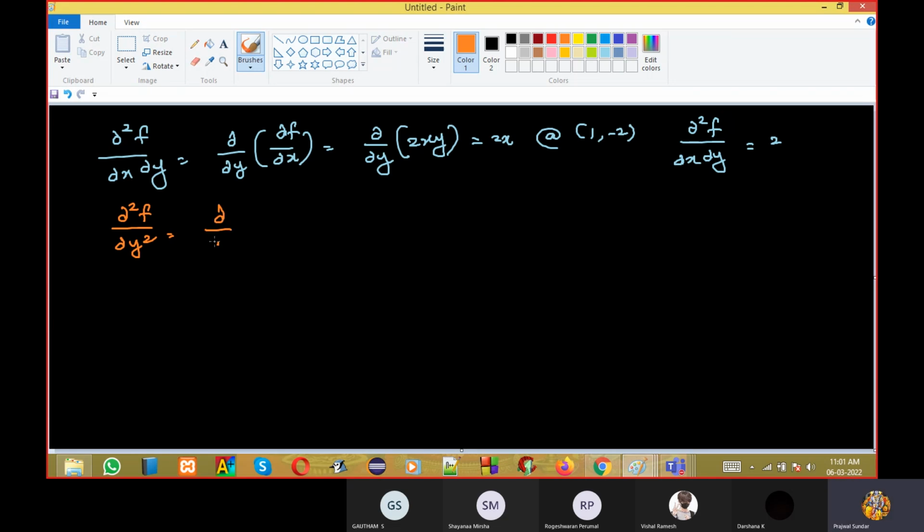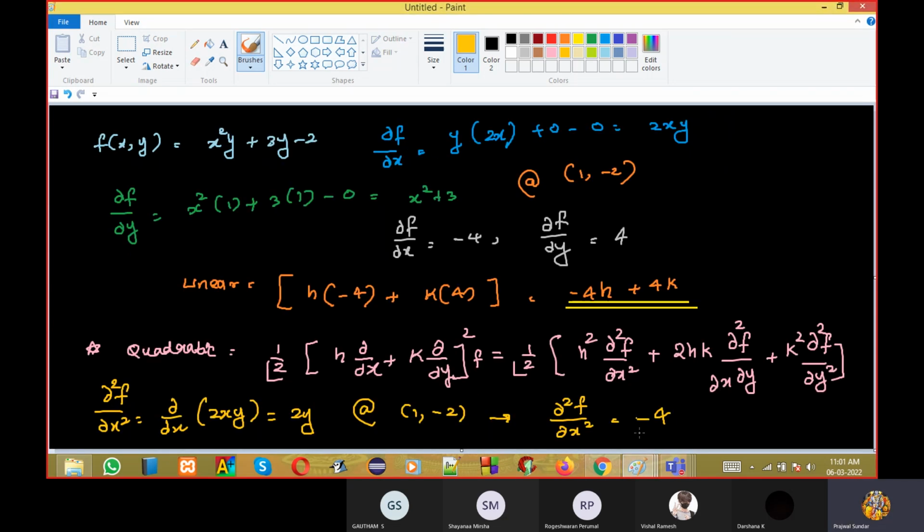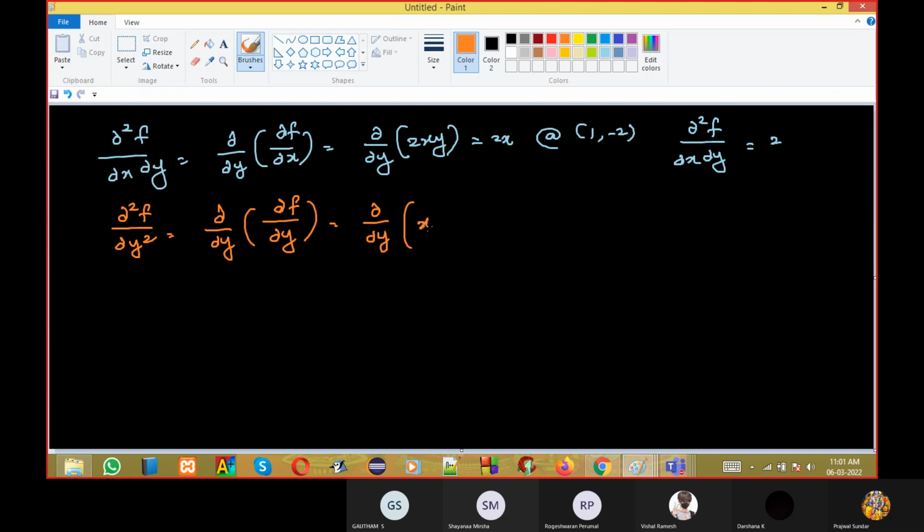It will be ∂/∂y of ∂f/∂y. You write all these steps, because ma'am will give marks for all the steps. What is ∂f/∂y, already found out? x squared plus 3. Differentiating x squared plus 3 gives 0. At (1, -2) it is also 0 only.